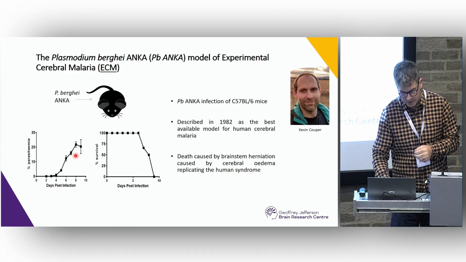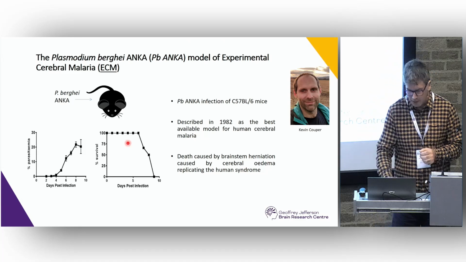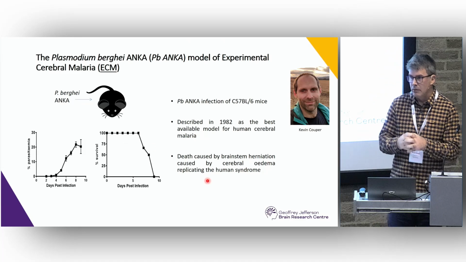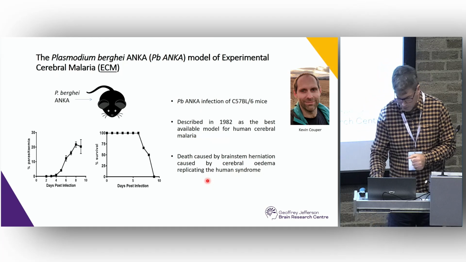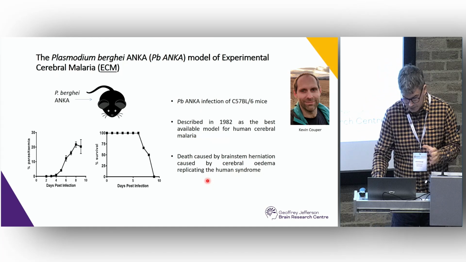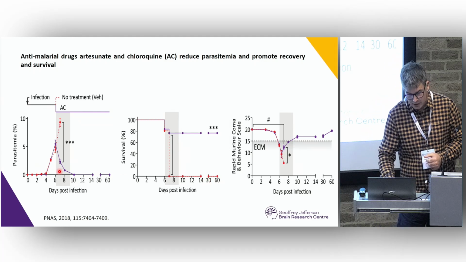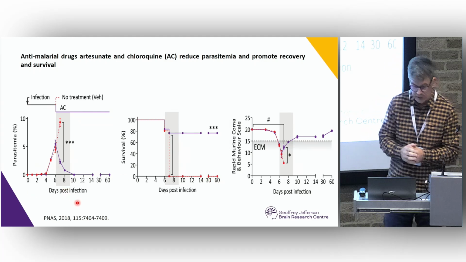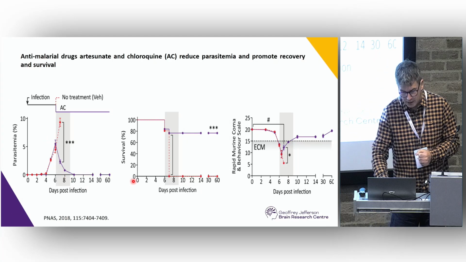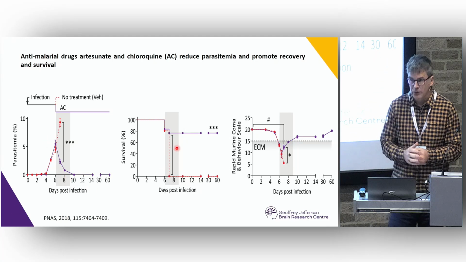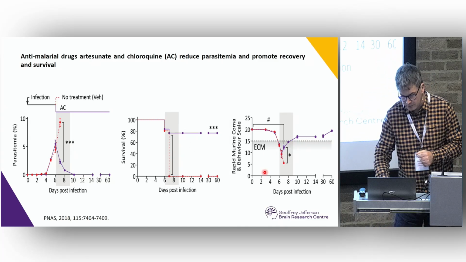So we get an increase in parasitemia, and the mice fairly quickly succumb to this and die by brain swelling and brainstem herniation. This is treated with antimalarial drugs, and we can do this in the mice as well. These are mice that have been treated with artesunate and chloroquine antimalarial drugs. These kill the parasite, and they reduce the mortality of the syndrome. Not completely, but they reduce it and they recover the behavior.